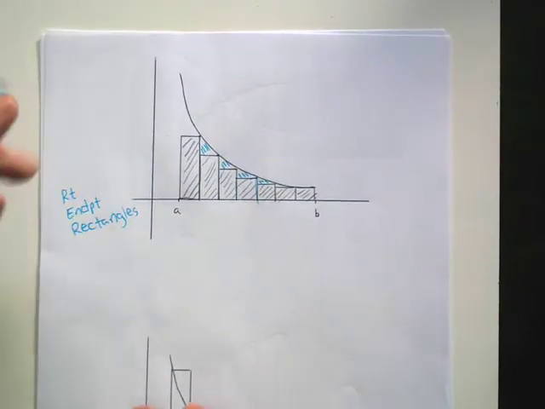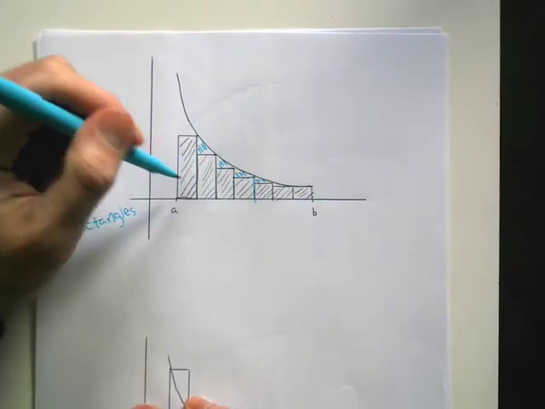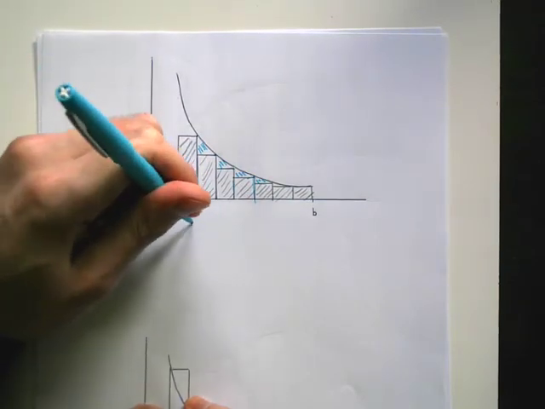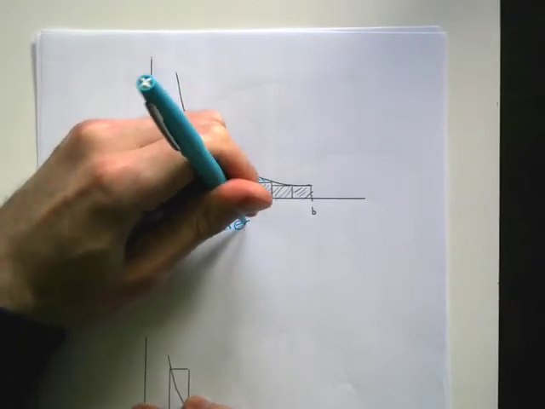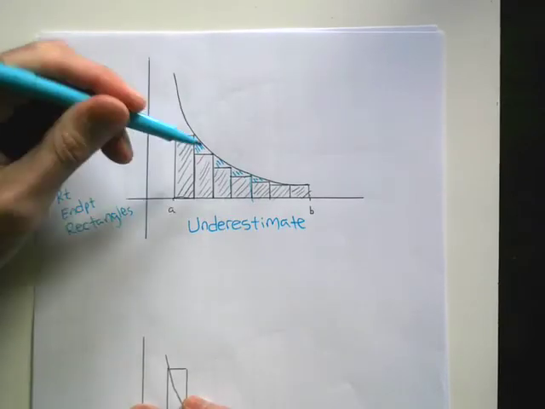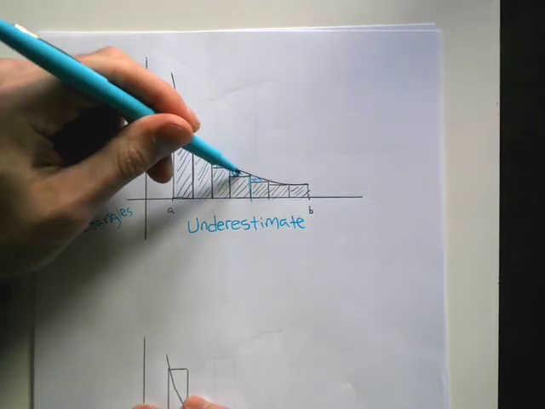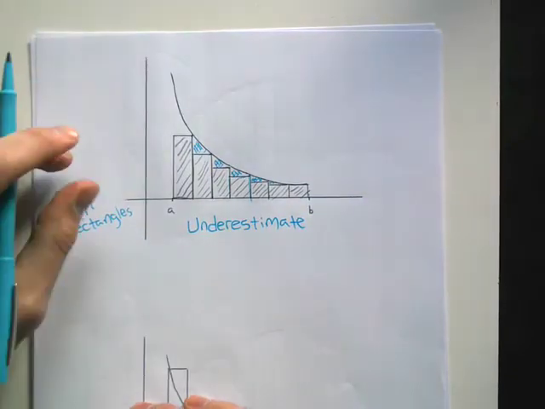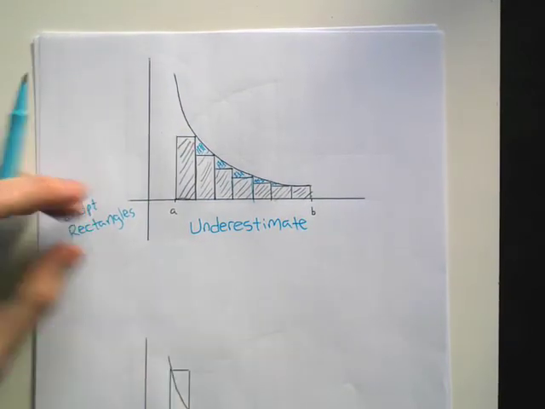If you'll notice here, when you get an approximate answer for area under this curve, this is going to be an underestimate. And why is it going to be an underestimate? It's because you're missing these pieces right here. Those are all holes in your answer that you're leaving out, so you're going to be underestimating the area under the curve.